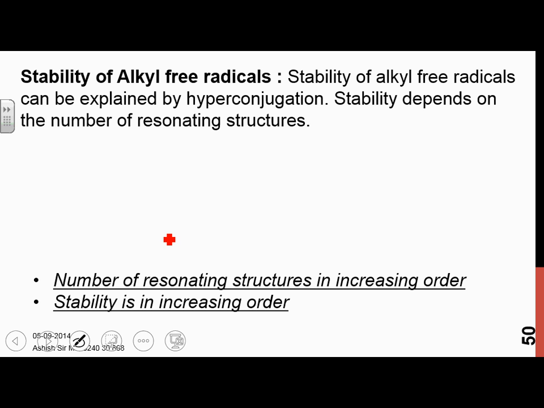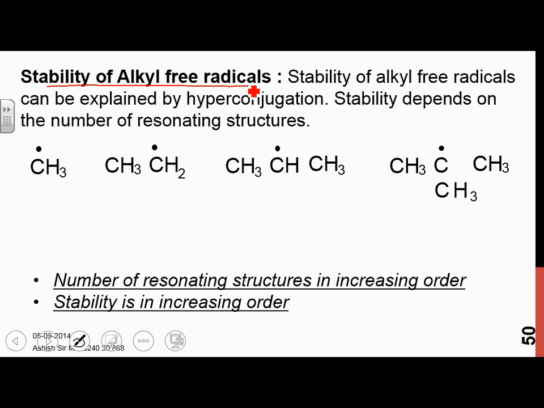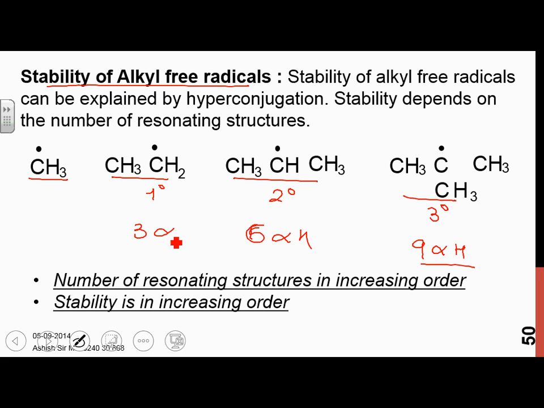Similarly, we can explain the stability of free radicals. Same point. We have methyl free radical, primary free radical, secondary free radical, tertiary free radical. And since it has 9 alpha hydrogens, 9 structures, 6 alpha hydrogens, 3 alpha hydrogens, 0 alpha hydrogens, stability, as we had seen earlier: tertiary free radicals are more stable than secondary free radicals, which are more stable than primary free radicals.